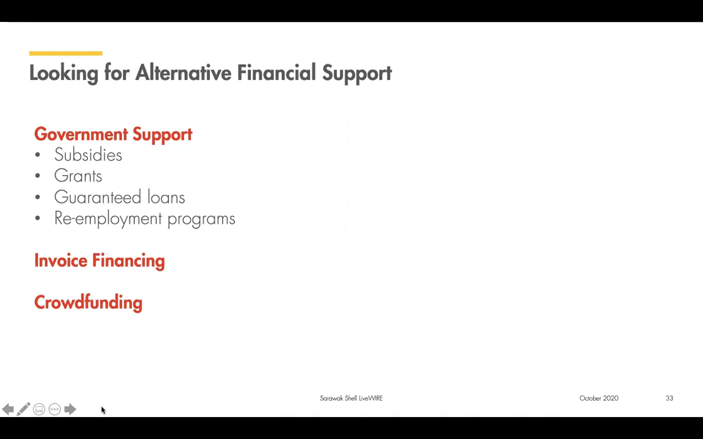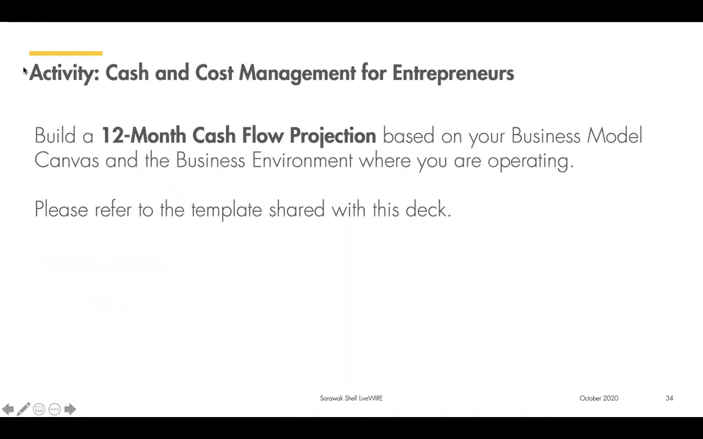All right. So that's it for us today. And we have an activity where you need to build a 12-month cash flow projection based on your business model canvas and the business environment where you are operating. And as Amanina has done, we have also shared a template for you to work on for the 12 months. But if you feel like you want to build a 3-year or a 5-year, go ahead, right? We'll be more than happy to review that. All right. So with that, guys, I just want to open for questions. Any questions?